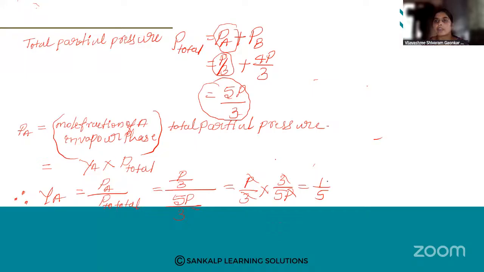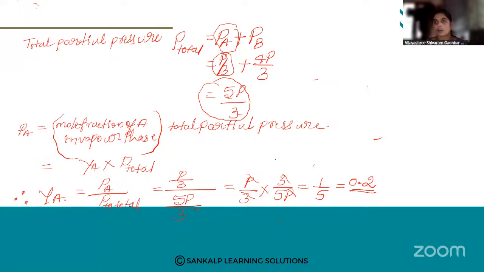If we convert this 1/5 fraction to decimal, it is 0.2. So what is 0.2 here? Ya means the mole fraction of component A in its vapor phase. Correct? Mole fraction of component A in its vapor phase is called as Ya.